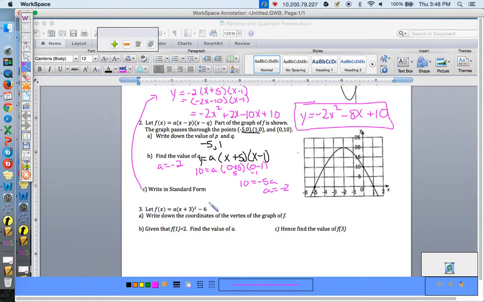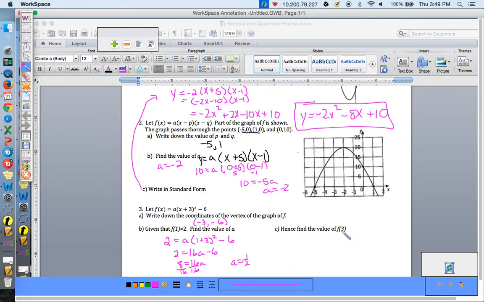And then for the last one on this page, write down the coordinates of the vertex. Well, this is vertex form, so it would be negative 3 and negative 6. And then we have to find the value of a. When x is 1, y is 2, so we can plug that in. 2 equals a times 1 plus 3 squared minus 6. Well, 1 plus 3 is 4. 4 squared is 16, so we have 16a minus 6. And if we solve this, 8 equals 16a. So we end up with a equaling 1/2.